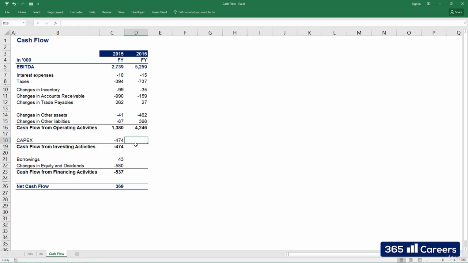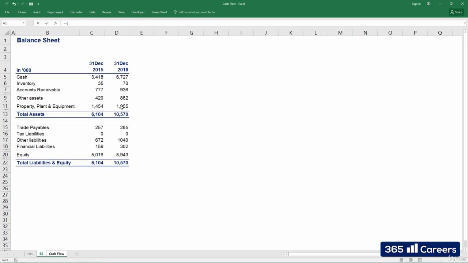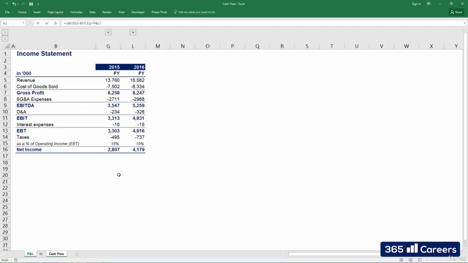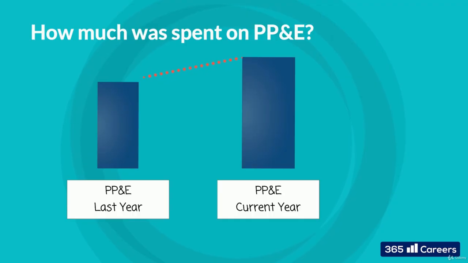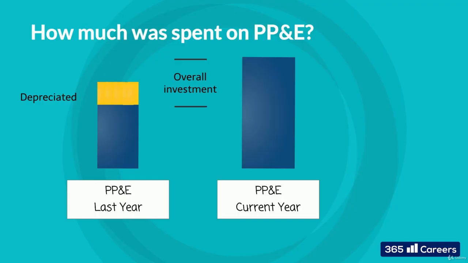Property, plant, and equipment is an asset. Hence, we will have a minus sign in front of the difference between this year's PP&E and last year's PP&E. In addition, we should not forget that the firm expensed part of its property, plant, and equipment during the year under D&A. We have to consider that in order to obtain the full amount of CapEx. Think of it in the following way. We will calculate the difference between the amount we have in the balance sheet this year and the amount we had last year. However, a portion of this amount was already subtracted, so the firm spent more in order to obtain the current amount of PP&E.